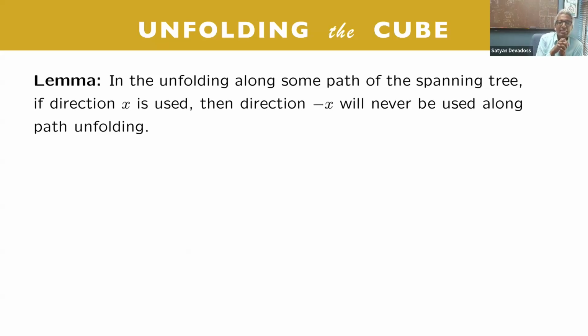And the lemma says, in the unfolding along some path of the spanning tree. So remember, Adam's drawn this spanning tree for me, and I don't need the whole spanning tree. I'm just going to choose some path of a spanning tree, right? So just any path of that spanning tree that he has, if you go in direction X, if somehow as I'm stamping, I use direction X in my movement, then direction negative X will never be used along the path unfolding. You could think of this as no U-turns. If I'm going in a possible direction in the X direction, then you can go to the Y direction, you can go to the Z direction, you can go to any direction you want to, but you will never go to the negative X direction again. You will continue, if you want, to go in the forward X direction.